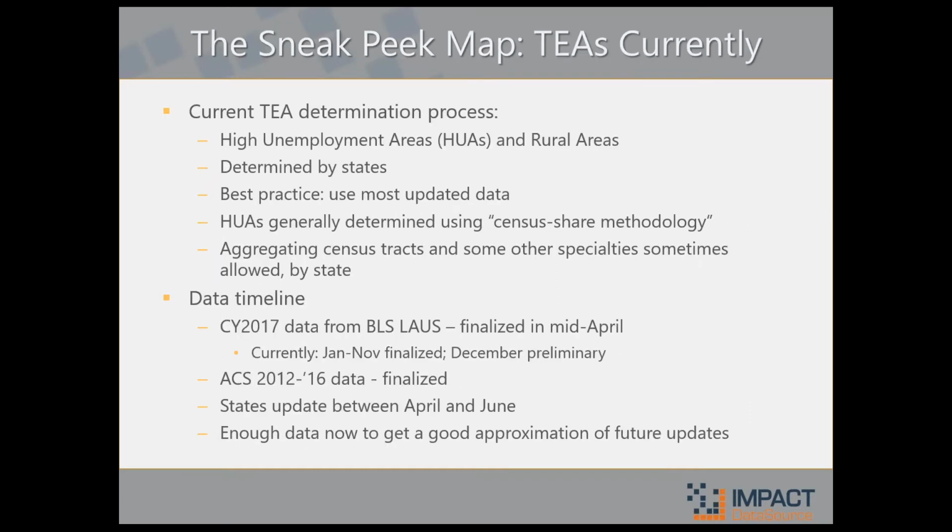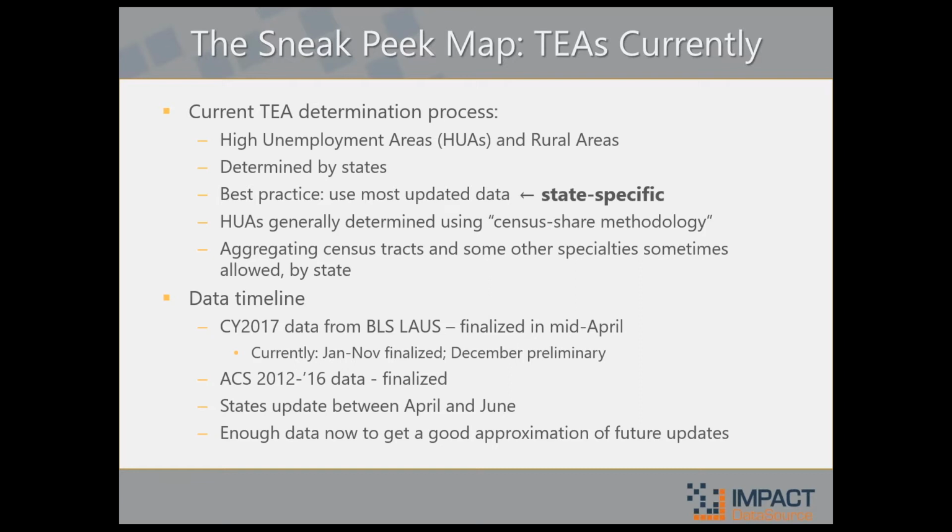Really quickly, I'd like to go over how TEAs are currently determined, and so why the sneak peek map matters. Under the current TEA determination process, there are two types of TEAs, high unemployment areas and rural areas. High unemployment areas are determined by the state, so you submit your request to the state for your TEA certification, and then you'll file the certification letter that they give you with the immigrant investor petitions. USCIS wants to see the most recent unemployment data possible, and of course that is ultimately determined by the state.